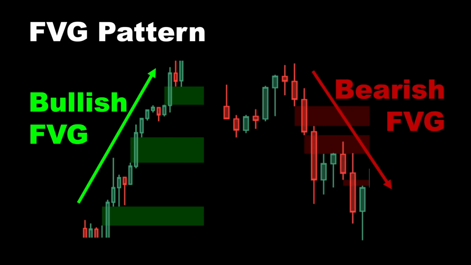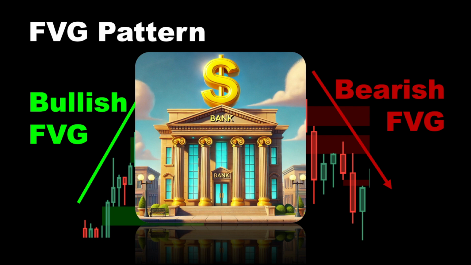In reality, price action is driven by market orders and limit orders. Large institutions such as banks and hedge funds place orders in a way that creates inefficiencies. Fair value gaps represent inefficiencies where price moved too fast, meaning liquidity might not have been fully collected. And apparently, the market often revisits these areas to fill the orders left behind.